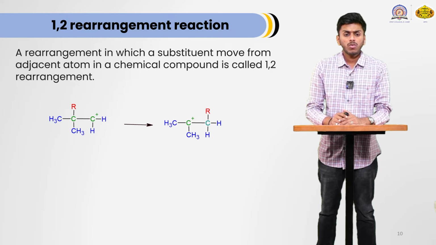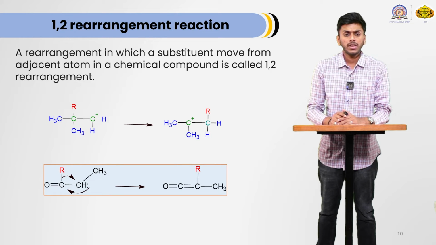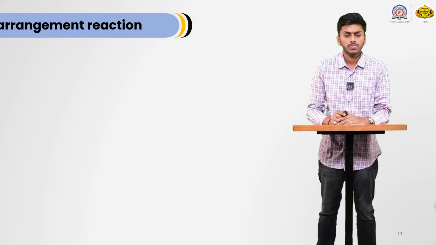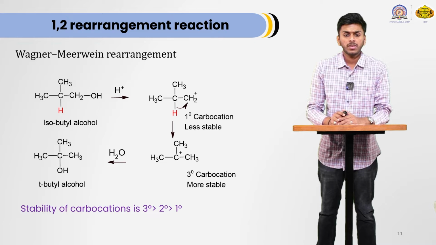Here is an example of 1-2 rearrangement reaction. Here the R group migrates from the first carbon to the carbocation. The second example of the 1-2 rearrangement reaction is shown in the image given below. 1-2 rearrangement reaction is also known as the Wagner-Meerwein rearrangement. An example of this is isobutyl alcohol converted into tertiary butyl alcohol in acidic condition.